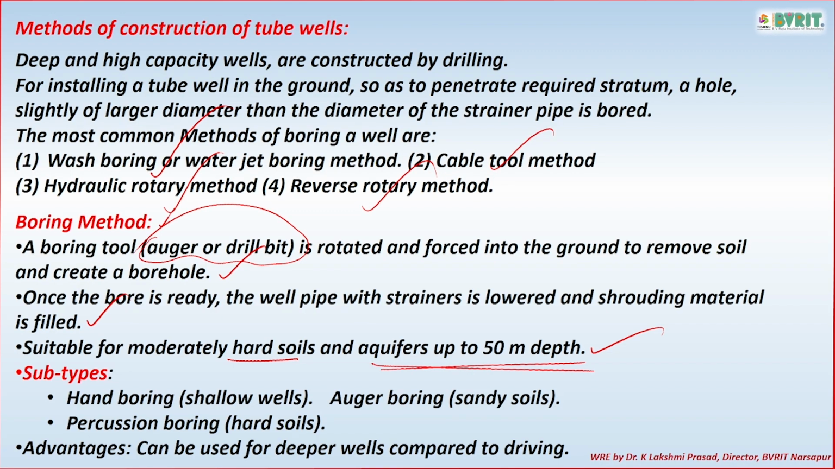And in this boring method, there are different types. One is the hand boring method, where two or three people continuously rotate it. Then auger boring, normally only in sandy soils, which is again manual boring. Then percussion boring, which is in hard soils by machine drilling. We will take that up later.